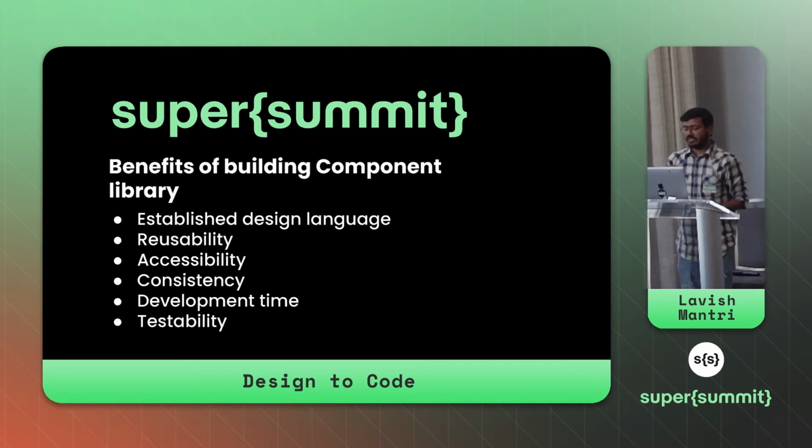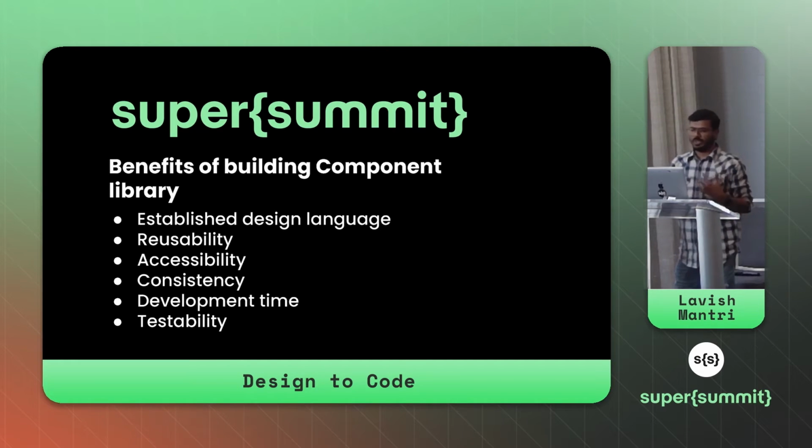Another point is accessibility, which is really important today. It's very much overlooked, but if baked right into the component library, it helps make the web application a lot more accessible. If you maintain a component library, you can make it far more accessible, and it saves development time, which again goes with reusability and consistency.